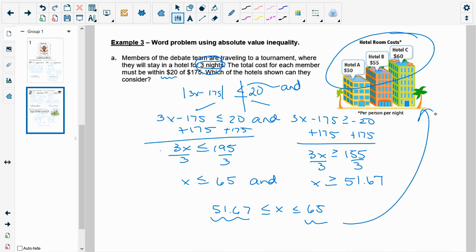So back to my hotels. Which hotels fall between those 2 price ranges? And it's going to be Hotel B and Hotel C. They're the hotels that can be considered.